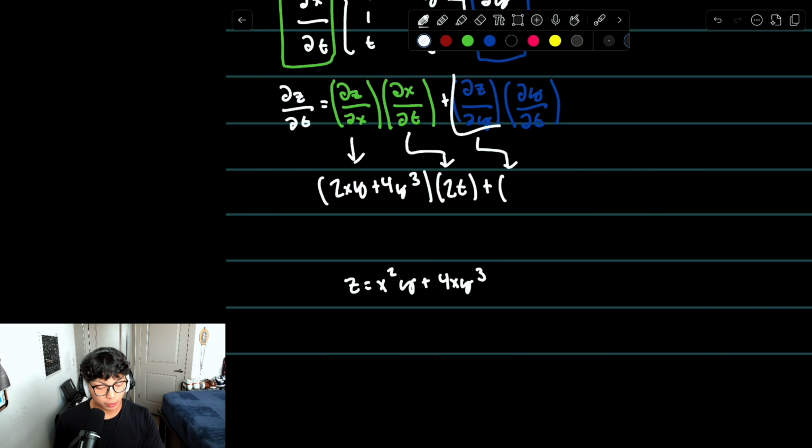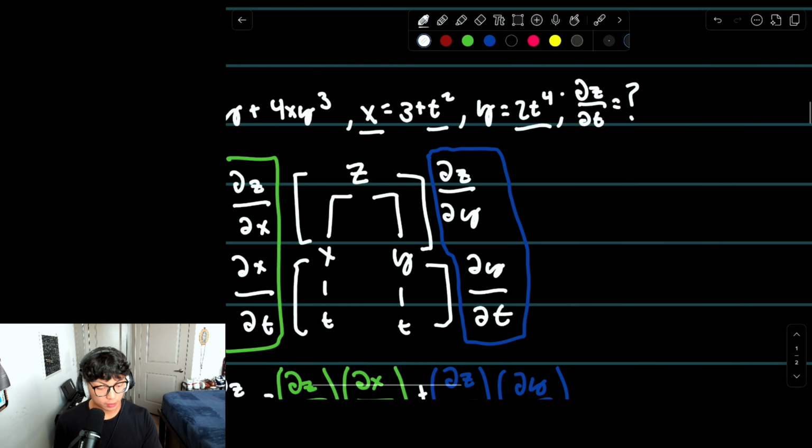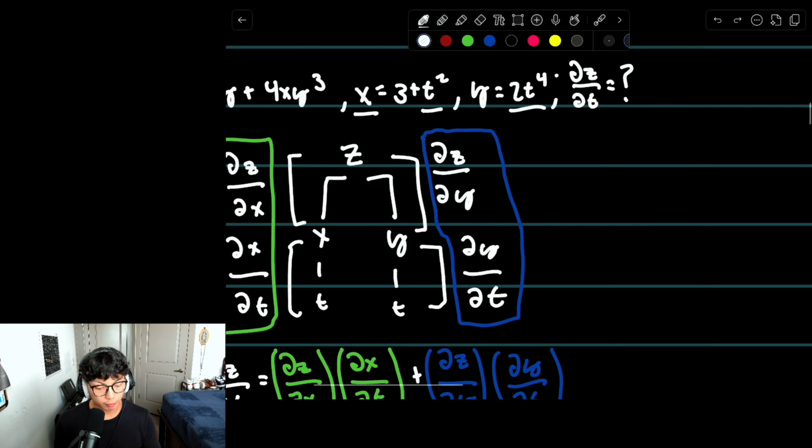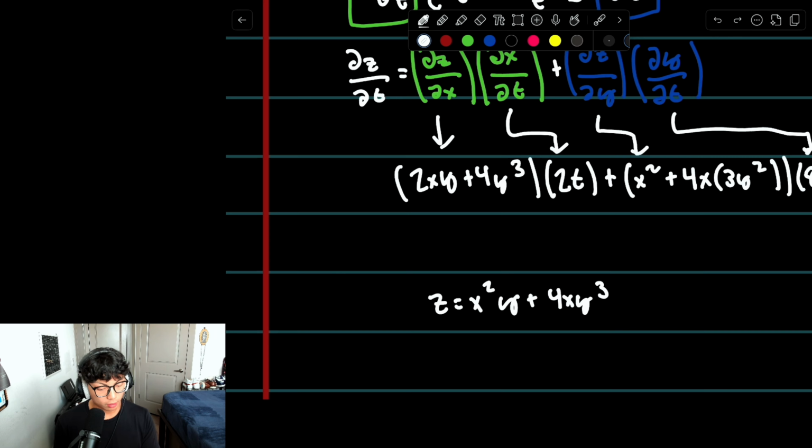So taking that partial derivative, it becomes x squared plus 4x times 3y squared. And then lastly, we take the partial derivative of y with respect to t, which in this case, our y equals 2t to the fourth. So we just take the derivative and we get 8t cubed. And again, this is a result of del z over del t.